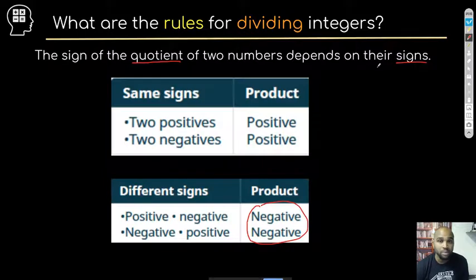If they're the same signs, dividing or multiplying, it's going to be positive. So positive is positive, and negative times a negative is positive. But if they're different, it's going to be a negative answer. So keep that in mind.